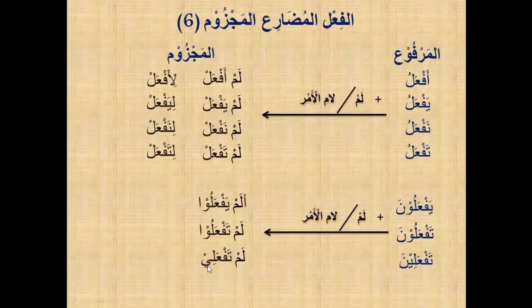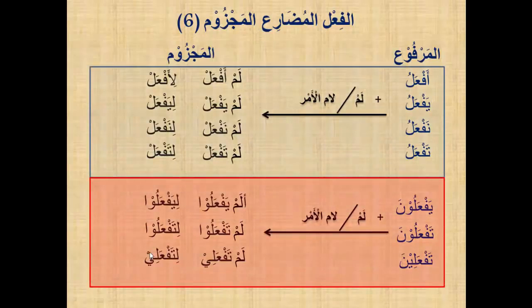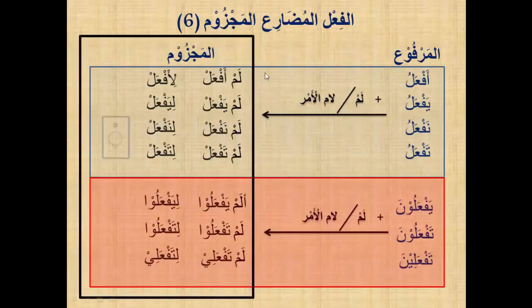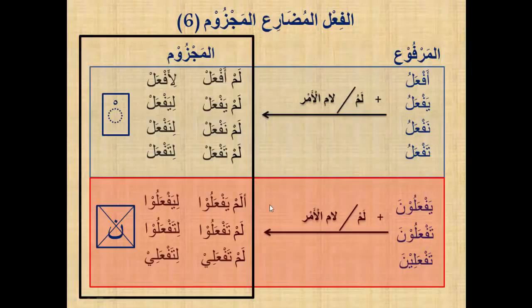Adding lam al-amr, we get li yaf'alu, li taf'alu, and li taf'ali. So these are the 2 groups of present tense. The ones on the top originally took a dhamma in the marfu'. The ones on the bottom took a noon, thubut an-noon, in the marfu'. But when we add a jazim, such as lam or lam al-amr, the marker becomes, for the top, the sukoon: lam af'al, li af'al. And for the bottom, the marker becomes hadf an-noon, dropping of the noon.